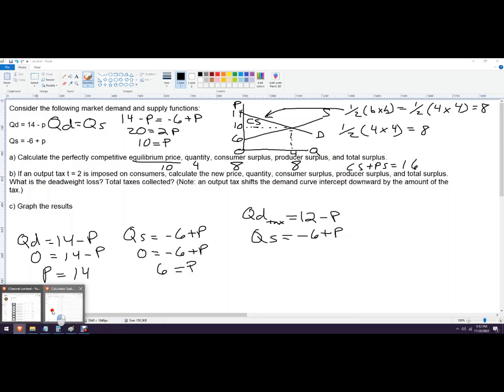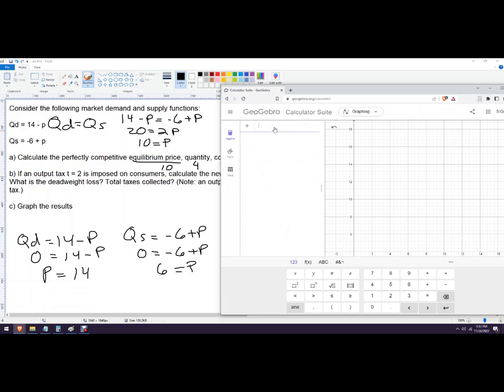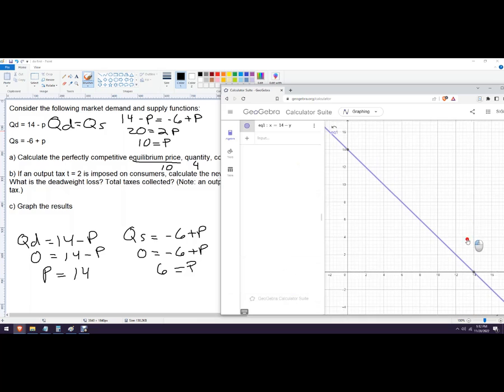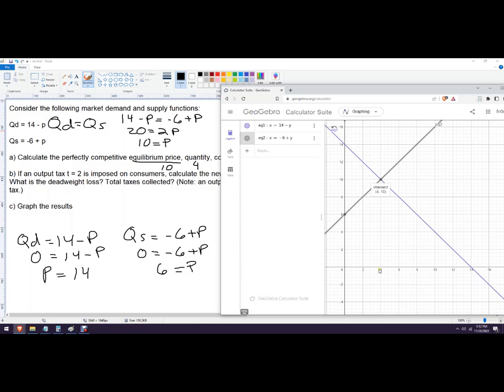So when you're making this graph, you have to substitute in a y for any time you see a p, and we're going to substitute an x for any time we see a quantity. So I got x equals 14 minus y. That's our original demand function. That's what I was drawing earlier. And then x equals -6 plus y. That's our supply function, and that's the intercept we saw earlier. So price of 10 and quantity of 4.